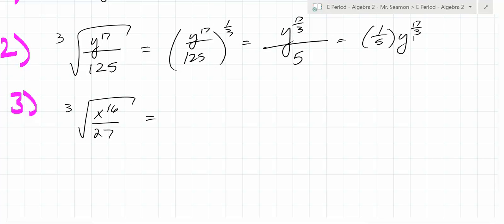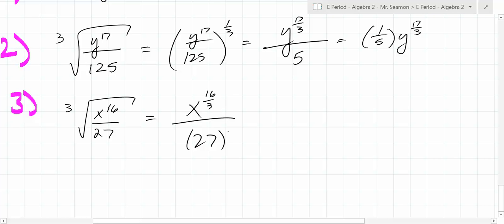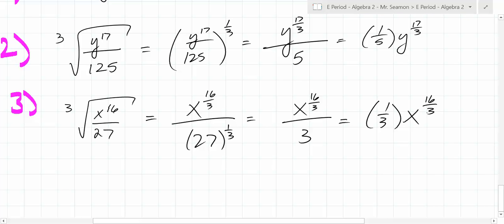What about this one? Is 16 evenly divisible by 3? No, I don't think so. Over the 27 to the what power? 1/3. What is the cube root of 27? 3. So this is just x to the 16 over 3 all over 3, which you could write as 1/3 x to the 16 over 3. Yes, you could. Does that make sense? Okay, get back to the board.